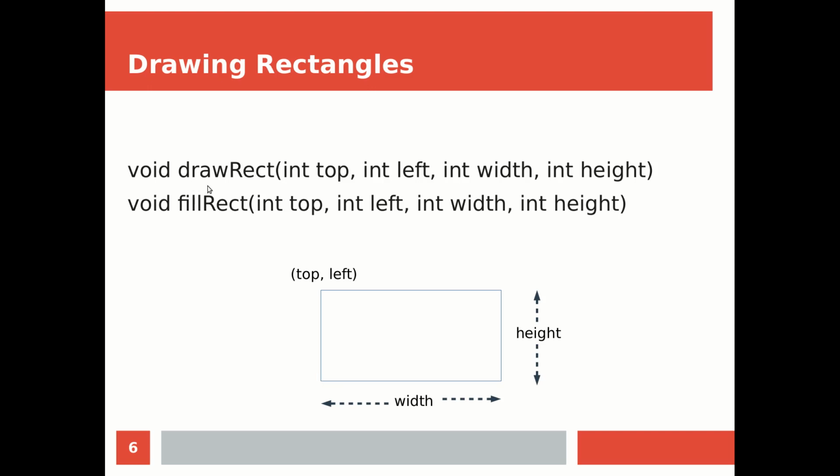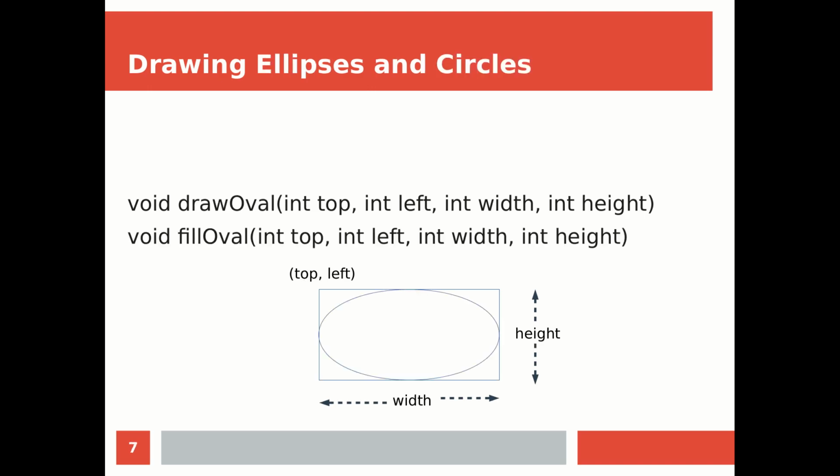So we have drawRect and fillRect. They take 4 different parameters. The first is top, second is left. They together make the top left coordinate of the rectangle, and then we have width and height. Now we have different functions for drawing ellipses and circles. And remember that a circle is a special case of an ellipse.